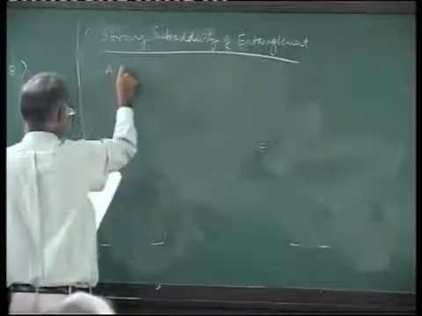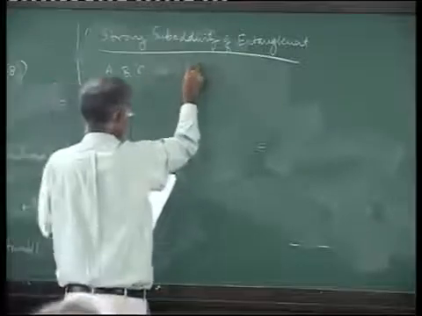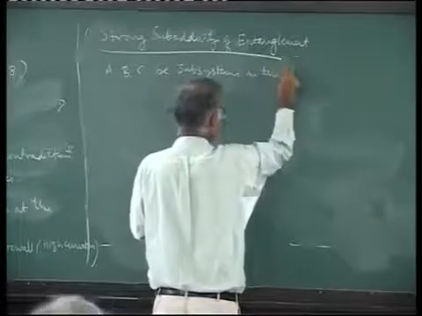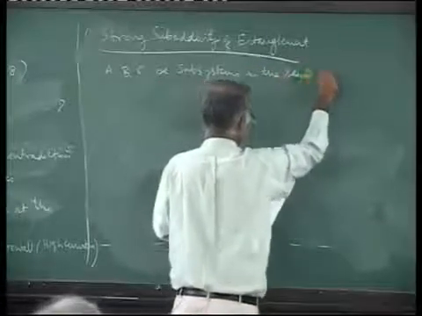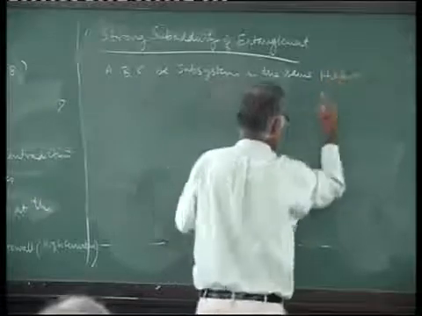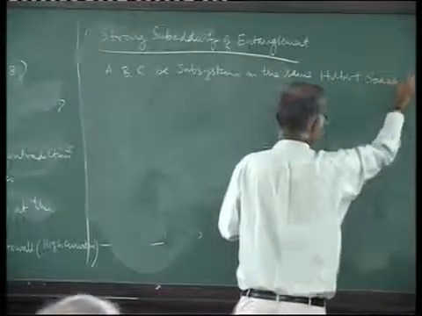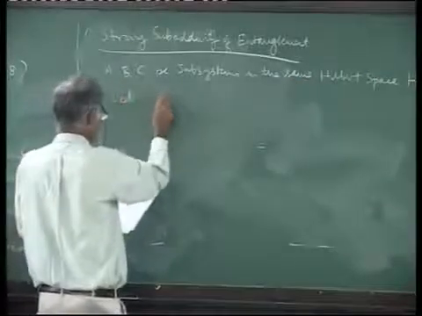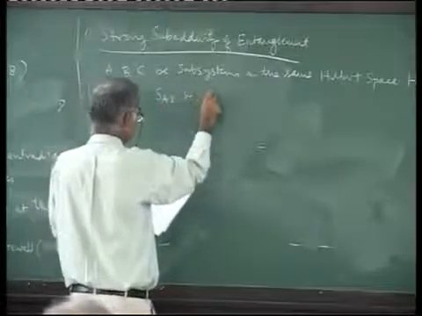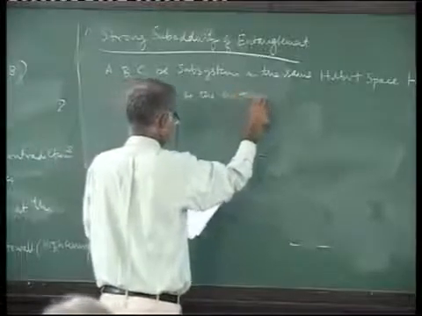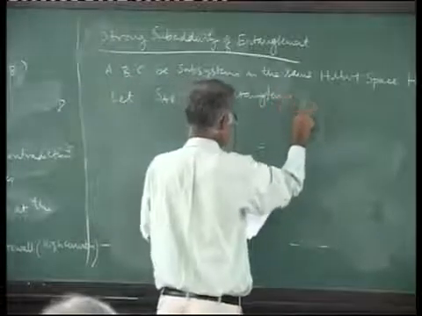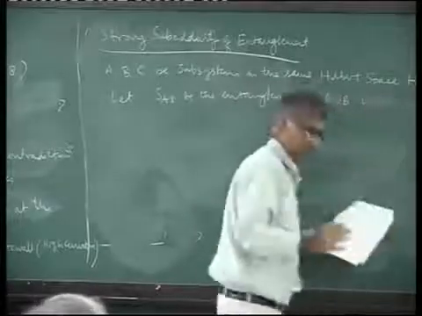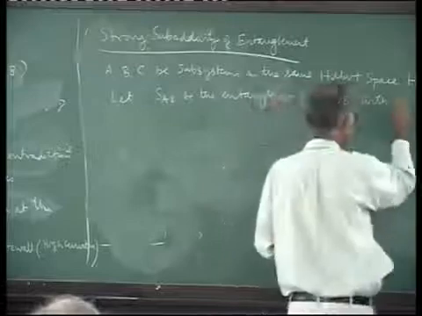So let A, B, and C be subsystems in the same Hilbert space. So if you like, subspaces. Let SAB be the entanglement of A union B with everything else in the Hilbert space, with its complement, let's say.